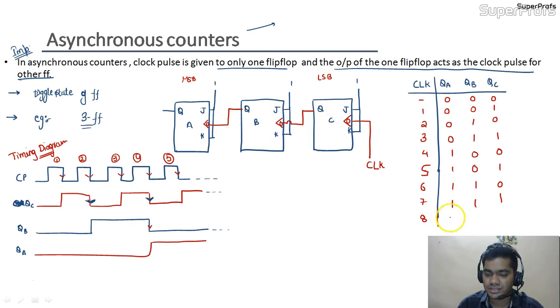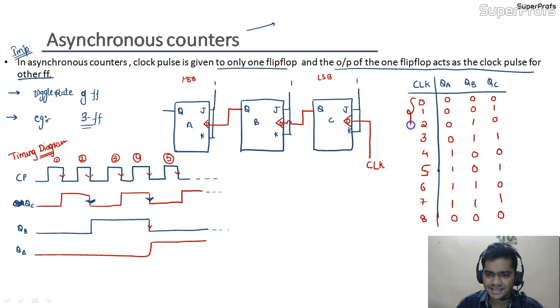On the 8th clock pulse, what would the output be? QC would again change from 1 to 0. As this is the falling edge and all the flip-flops are negative edge triggered, QB would also be toggled from the 1 state to the 0 state. And as this is also a falling edge, it would trigger the QA flip-flop, and it would be toggled from 1 to 0. So we get our initial state from which we started, because after the 0th clock pulse the output was 0 0 0.